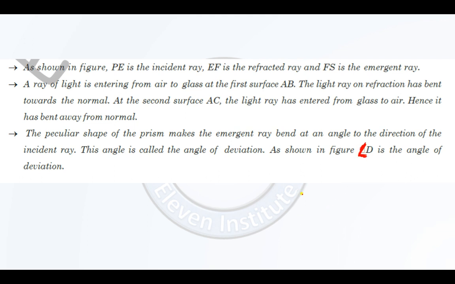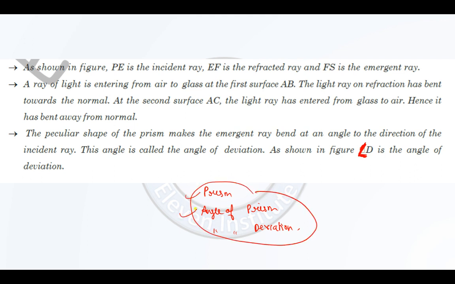Fine. I hope this is clear to you. This section was important for some 1 mark questions also: write the definition of prism, then the definition of angle of prism, and the definition of angle of deviation also. These were the short 1 mark questions that can be asked. I request you to please write this down also in CW. You can see the video lecture and find these definitions also.